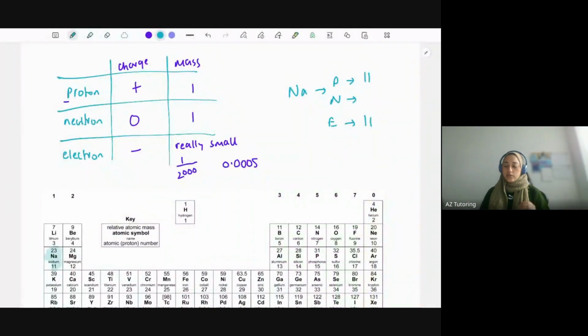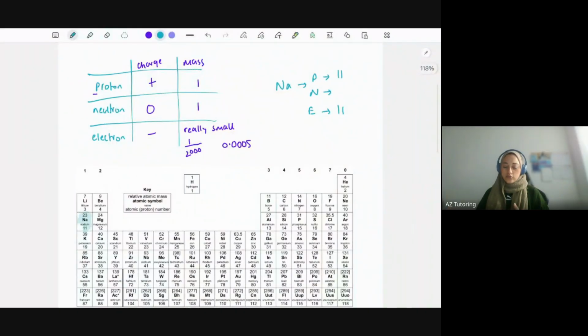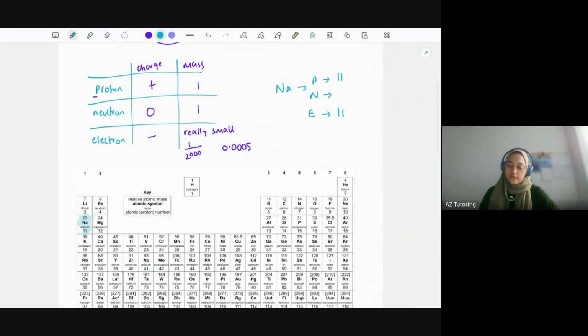So that's also 11 as well. Now, the reason why this is, they might ask you, well, why is the number of protons and electrons the same? The charges of everything on the periodic table is neutral. There's no ions. So ions means it's got a charge. Elements are all neutral. So therefore, if protons are positive and electrons are negative, they have to have the same number to be able to cancel each other out. So that's the reason why the protons and electron number is exactly the same.